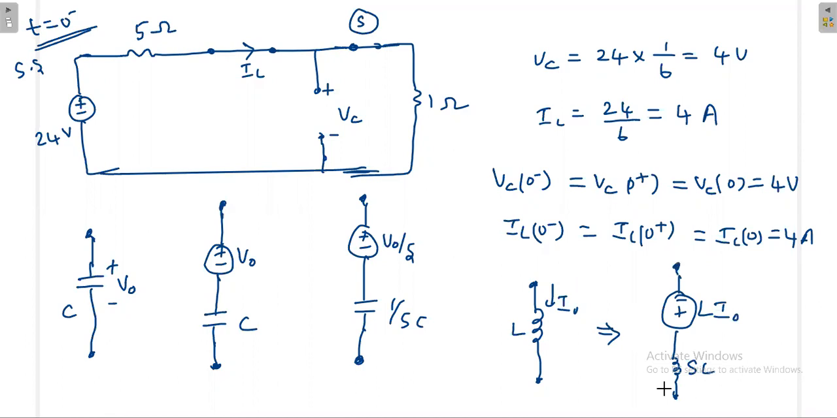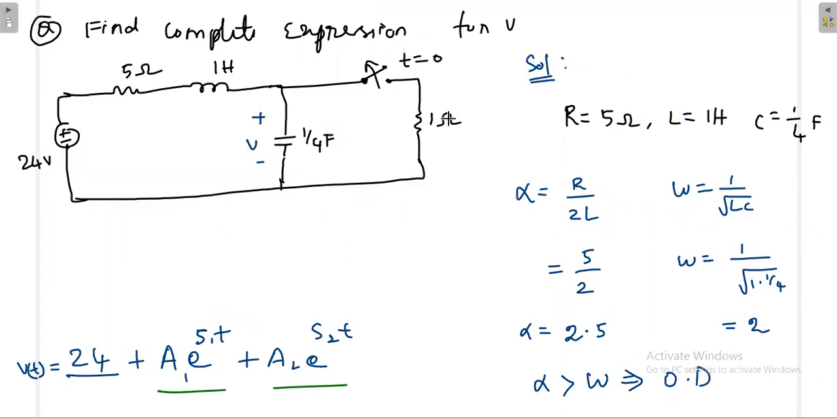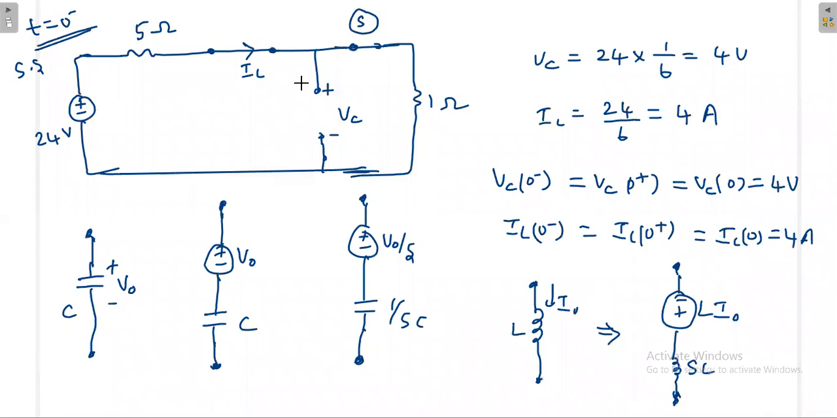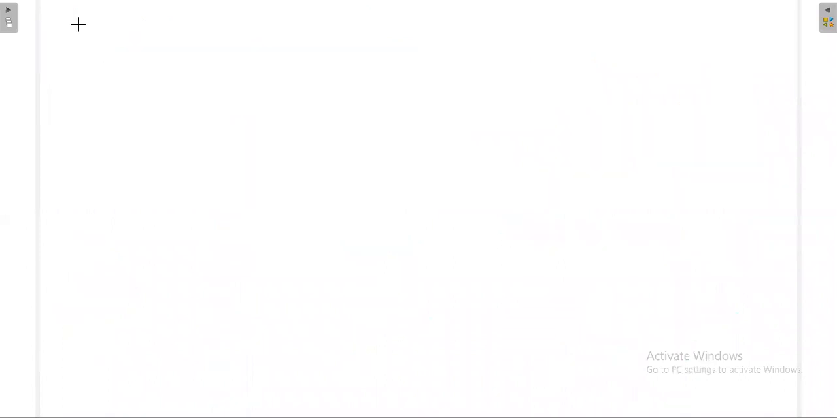Now you can replace the capacitor network with this, and the inductor with this combination. Also note that after switching, this 1 ohm will not be there, because you are opening the switch, so that 1 ohm is removed. Then what will be the state of the network after t greater than 0? It will be like this. This is 5 ohm.